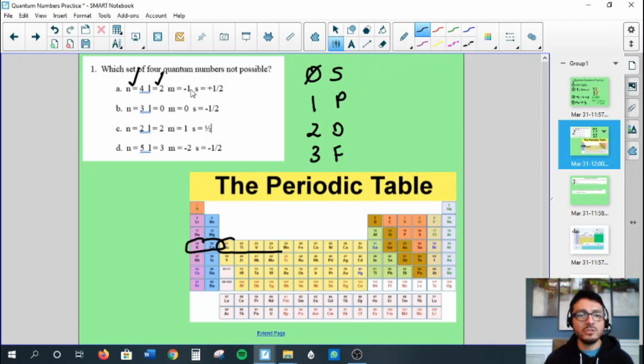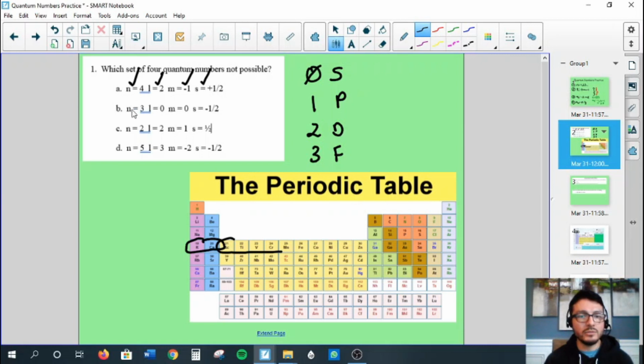Now, orientation is -1. Well, that's possible because if we have a 2 value here, then we know the range is going to be from -2 to +2, and this -1 falls within that range, so that's also possible. Now, positive half. Yes, the first 5 electrons here are going to be positive half, and the next 5 are going to be negative half, so that number is also possible. So A is correct, which means it's not the right answer.